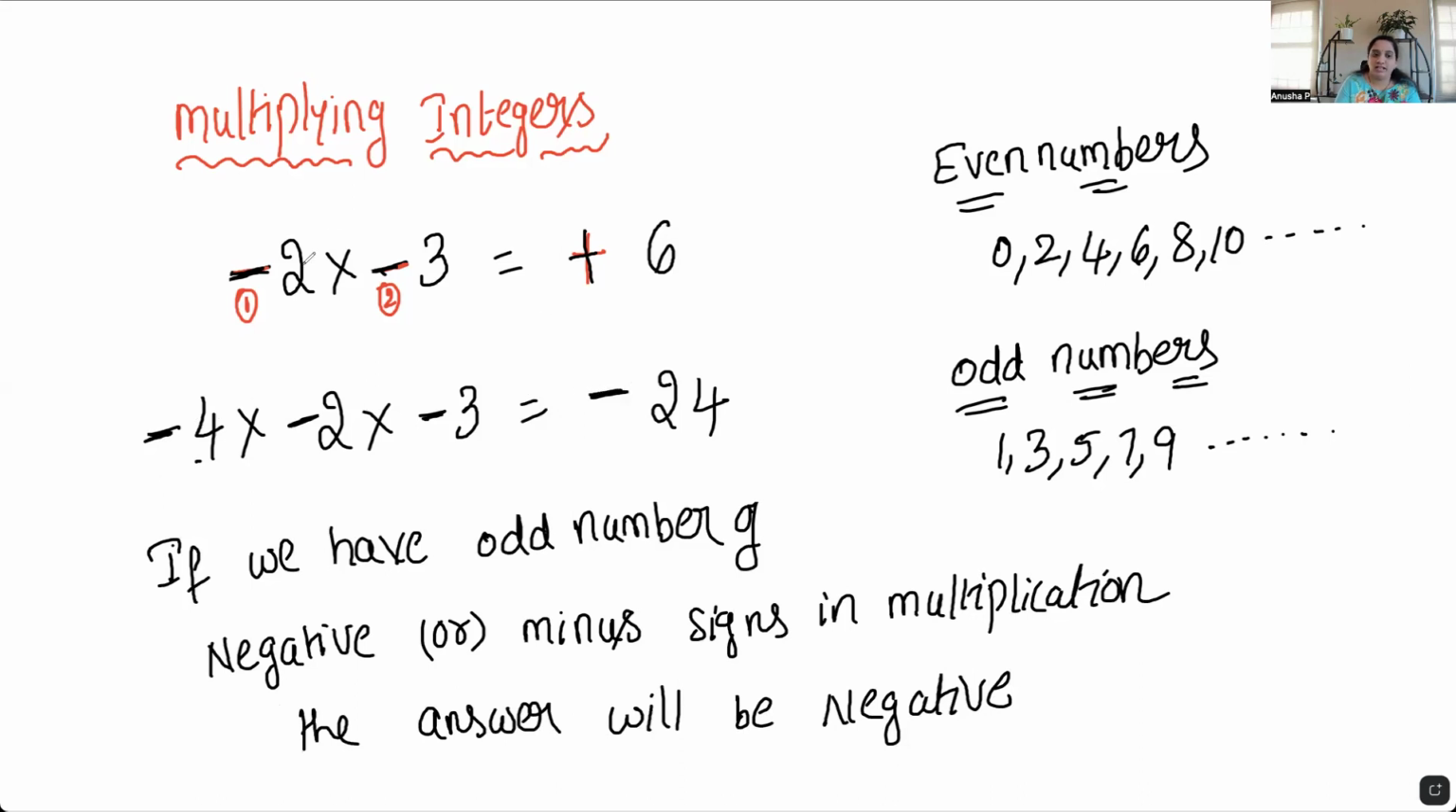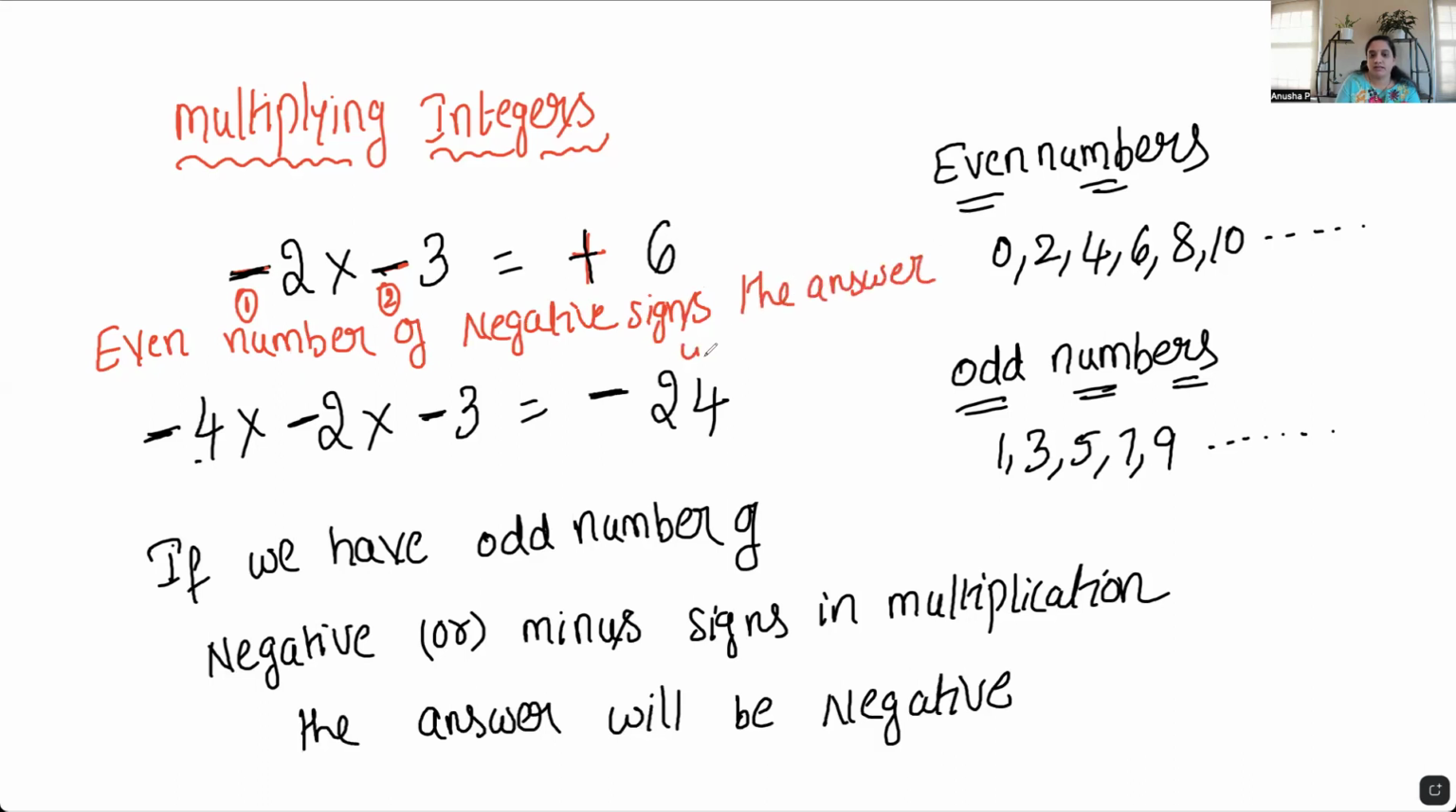Okay, and in the first example, if you have an even number of negative signs in multiplying integers, then the answer will be positive.